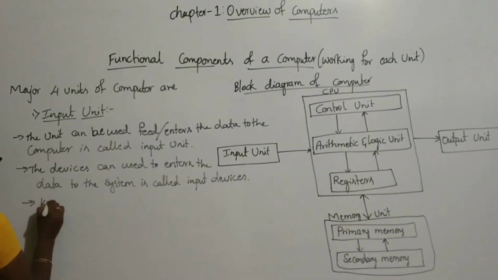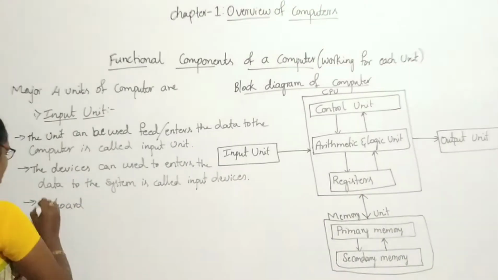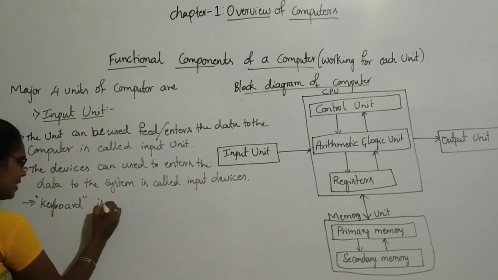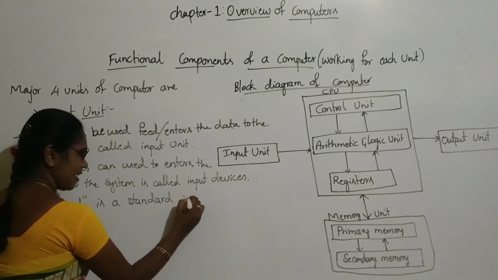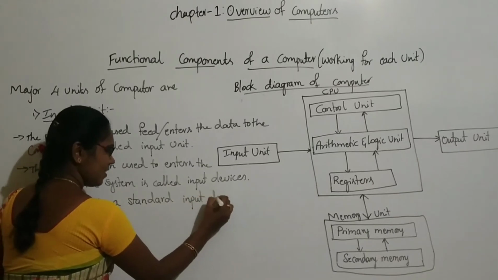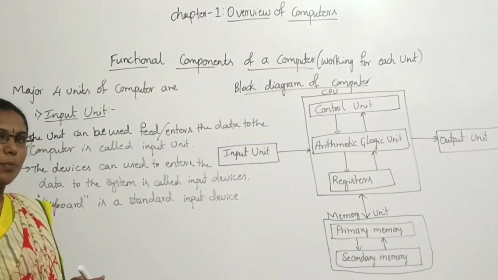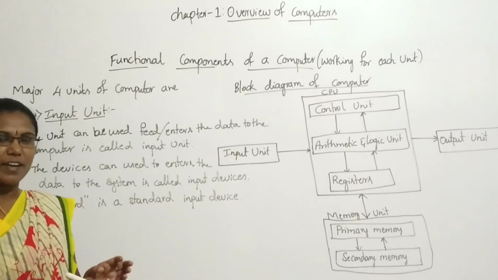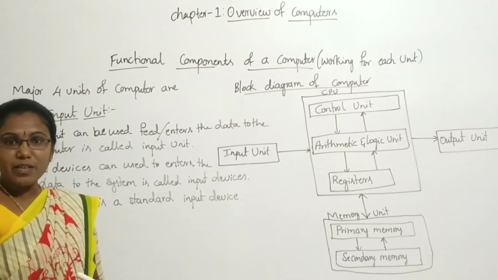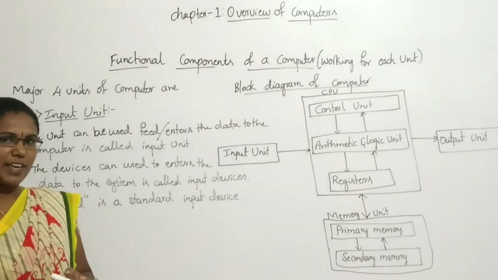So here, keyboard. All of you know the keyboard. The keyboard is a standard input device, because each and every computer must have a keyboard. Understood? The keyboard can be used to give numerical data to the computer, alphabetic data to the computer, and alphanumeric data we can give.